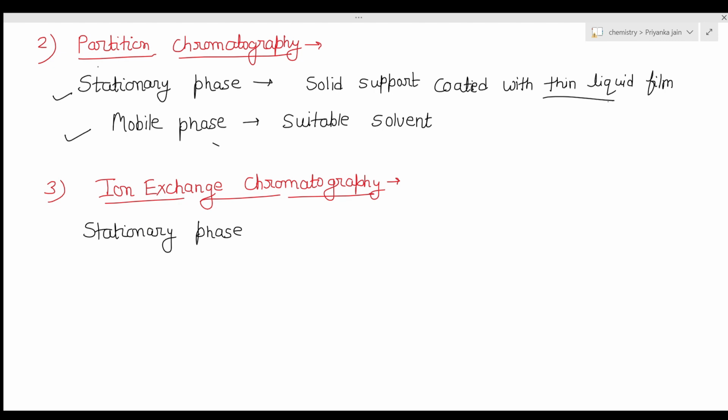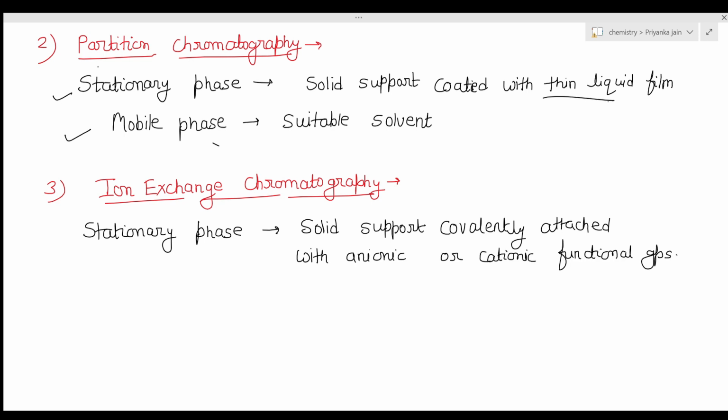Here the stationary phase is a solid support, but there is one difference. This solid support has covalently attached anionic or cationic functional groups. It means in this type of solid support there are anionic groups and cationic groups. Anionic groups means, like, a sulfate group is present here, or cationic species like N(CH3)3+. This group may be present.